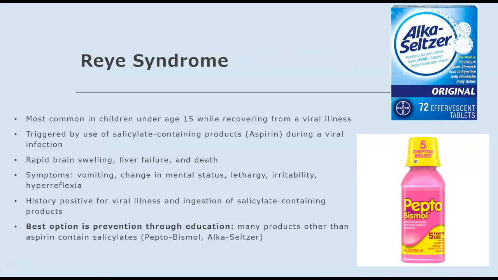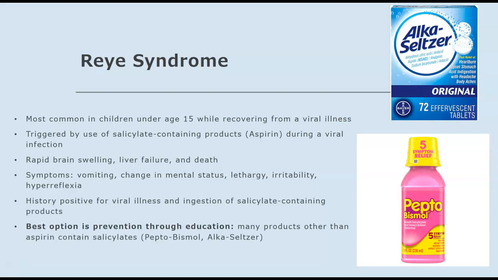Next, we will discuss Reye syndrome, which is not an infectious disorder itself, but it does result during a period of illness. This syndrome is most common in children under the age of 15 while they are recovering from another viral illness such as croup or influenza. It is triggered by the use of salicylate-containing products such as aspirin during a viral infection. It results in rapid brain swelling, liver failure, and possibly death for the patient.